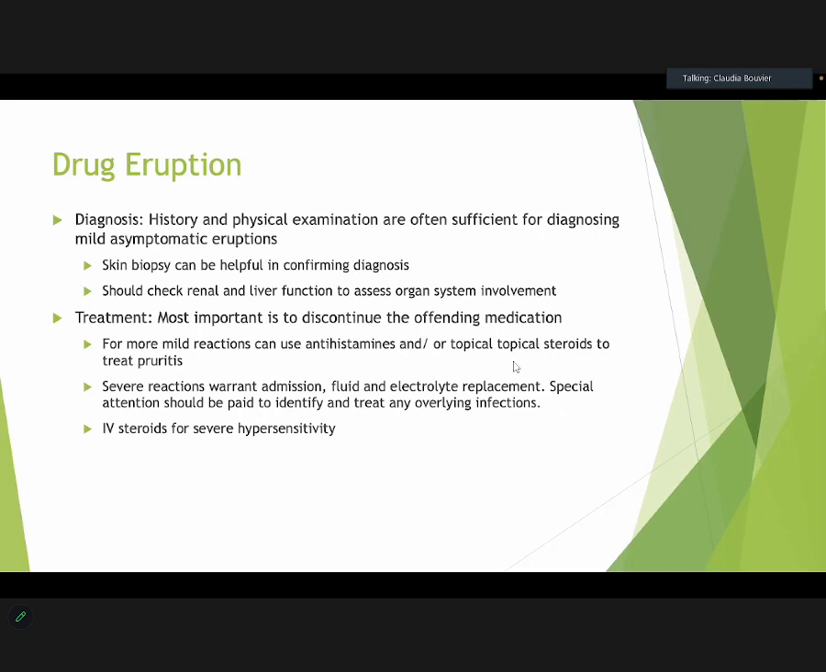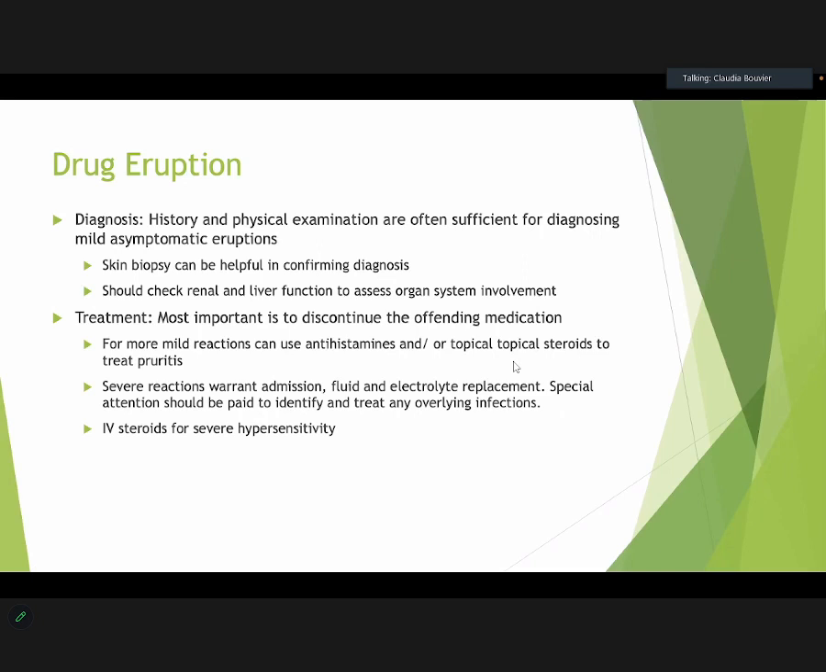So the most important treatment for this, pretty much the only real treatment, is to identify the drug that's caused the rash and eliminate it. For slightly more irritating, like severe drug eruptions, you can use antihistamines, so Benadryl or Claritin, and then you can use topical or oral steroids. Oral steroids have not been shown to be very beneficial, and they do have quite a few side effects. So typically topical steroids will work for these.